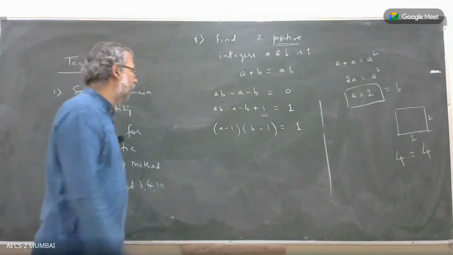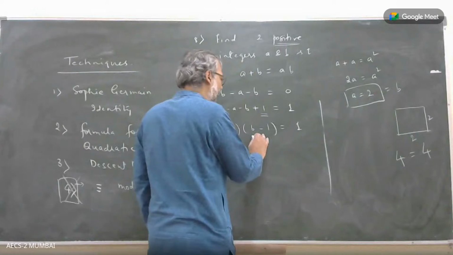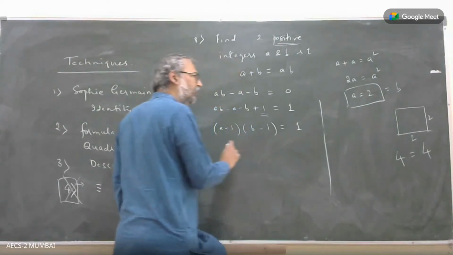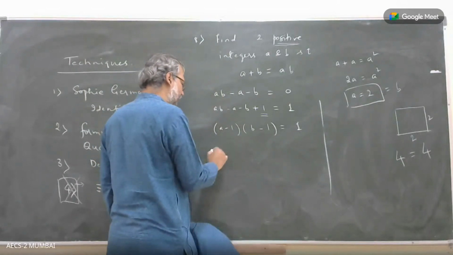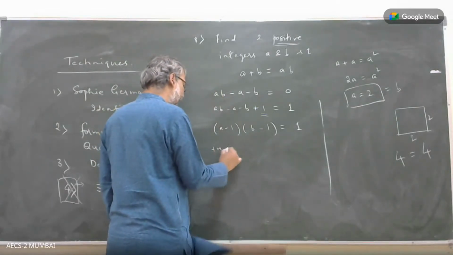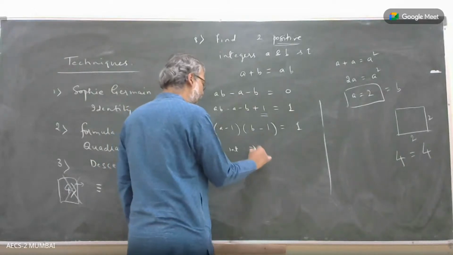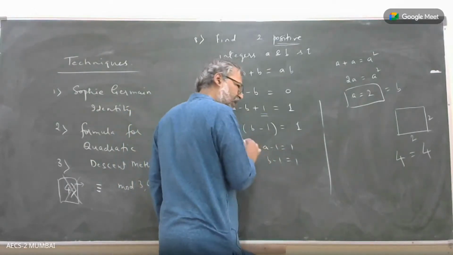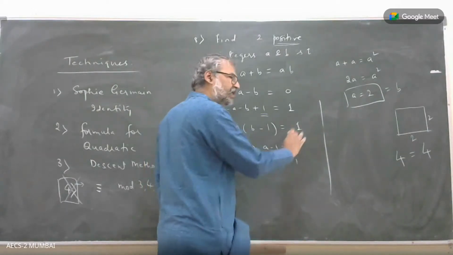But I know these are positive, right? And their product is 1. What's the only case? They are integers, positive integers. This implies A minus 1 must be 1 and B minus 1 must be 1. That's the only way I get the product as 1.